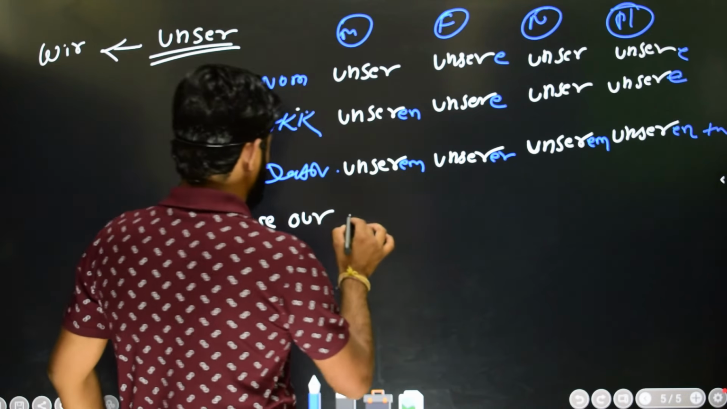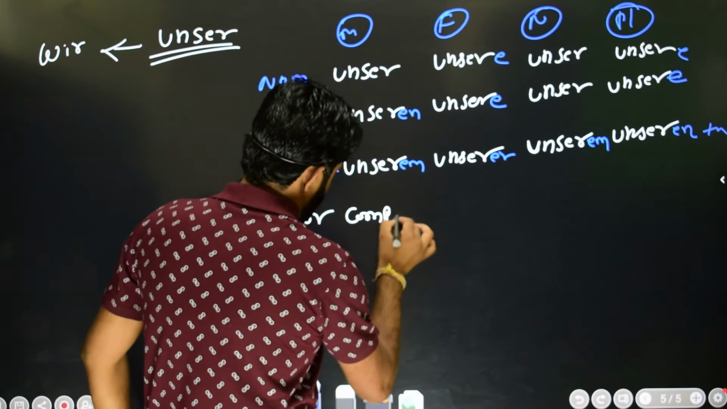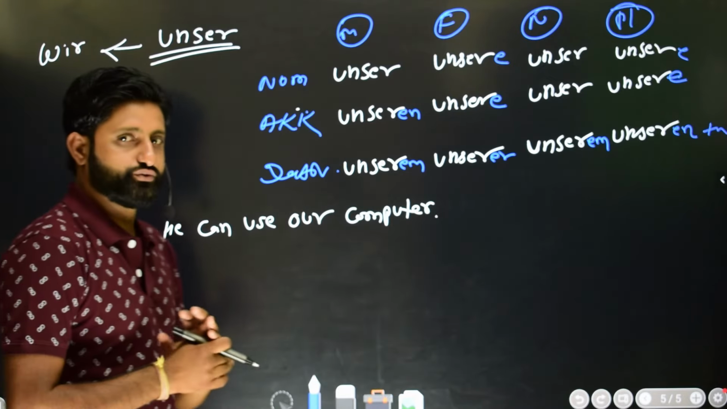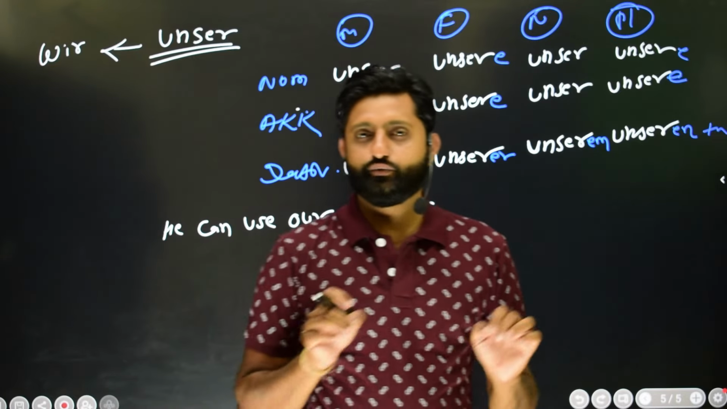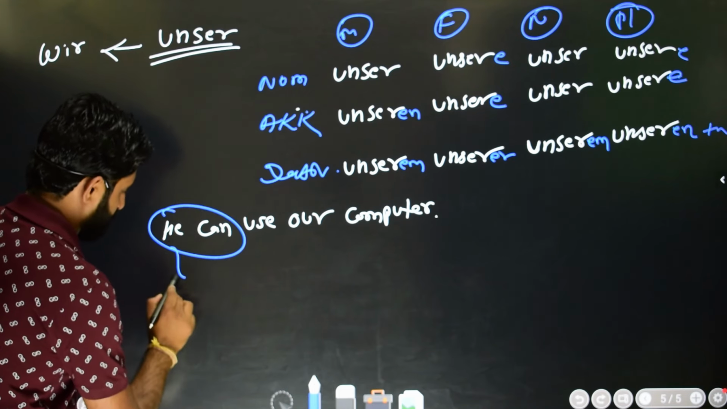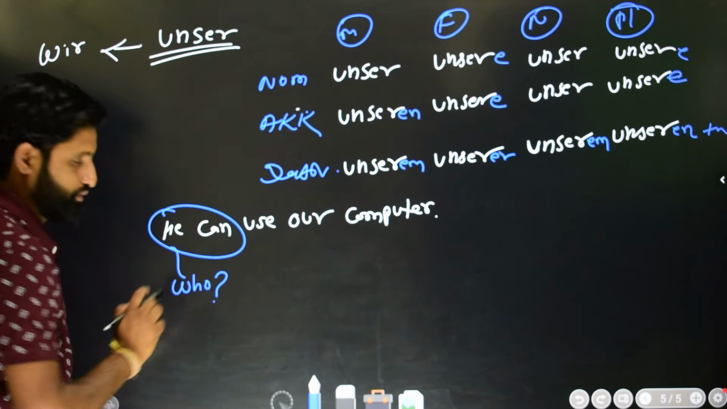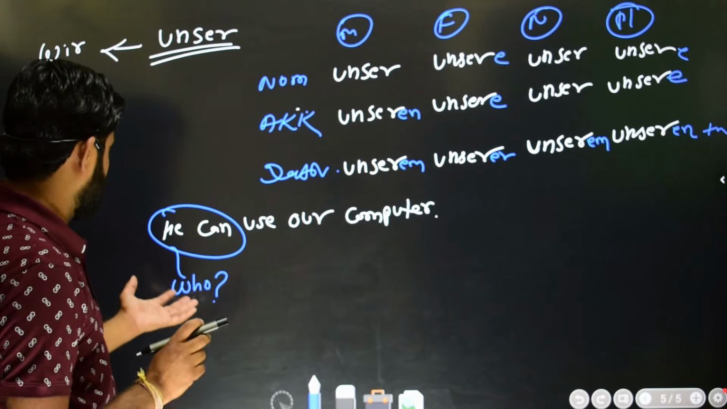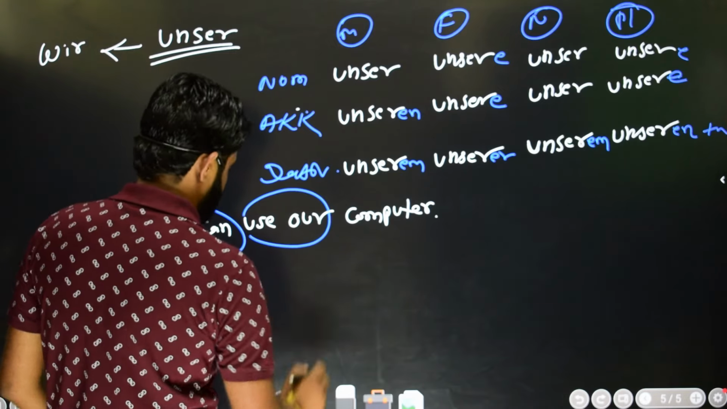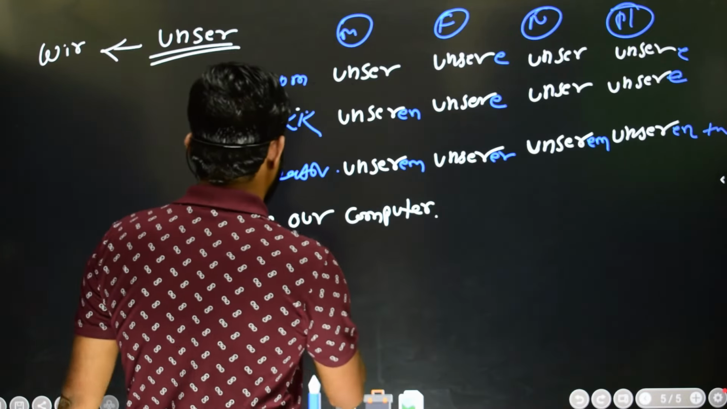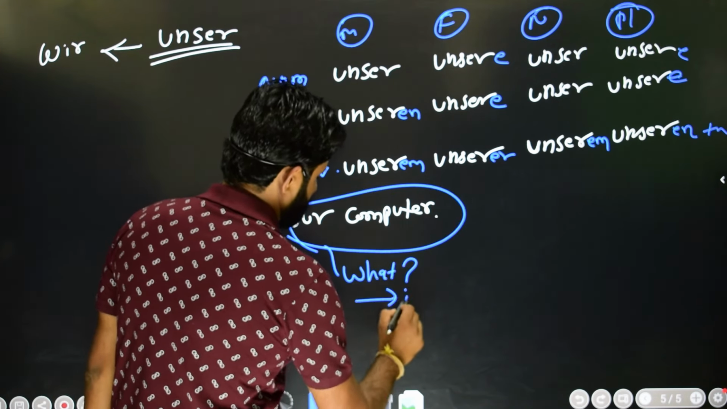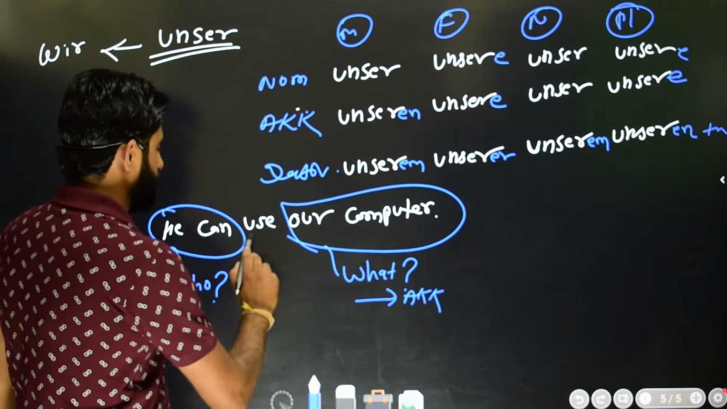He can use our computer. So first of all, what you need to do? You just need to identify the nominative and accusative parts of the sentence. So this is nominative. Why? Because here the question is with who. Whenever we have the question with who, this will be the nominative part. This one is accusative because here we have the question with what. So accusative. And what will we do with this use?